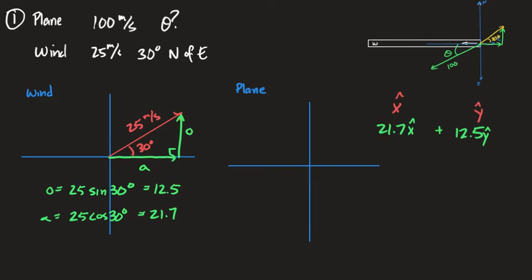All right. The plane's angle is unknown. When I drew it in the little picture, I drew it relative to the negative x direction. So I'm going to continue to be consistent. I'm going to draw it relative to the negative x direction. I don't have the angle though. All I have is the plane's airspeed.